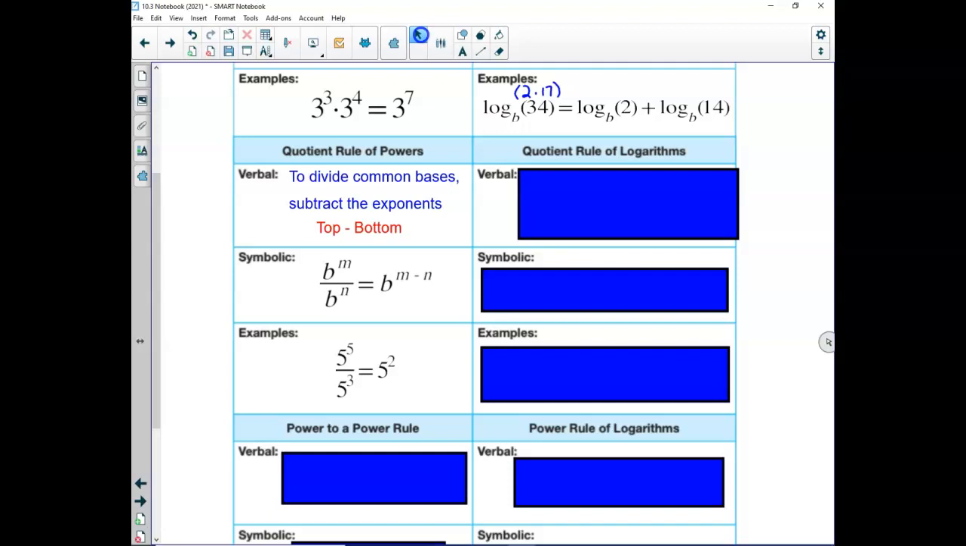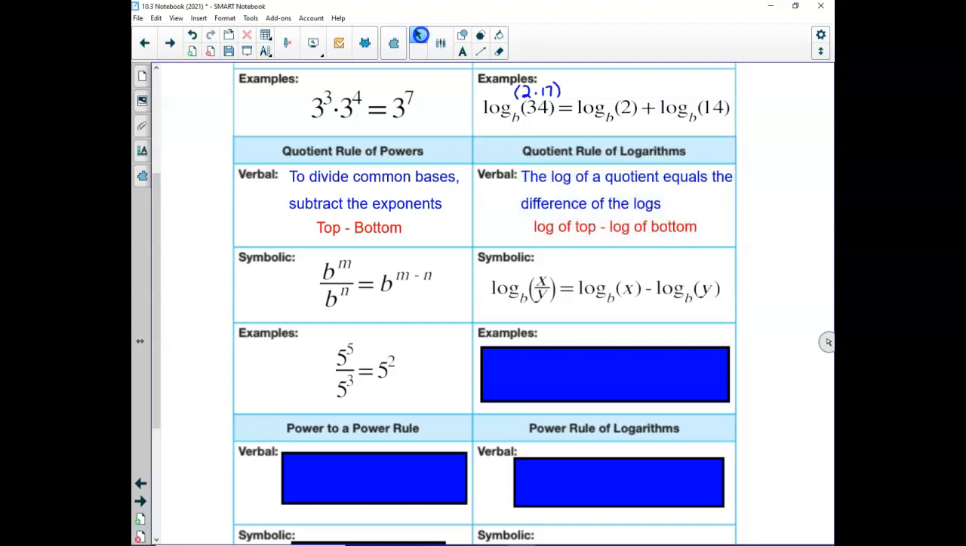Well, how does this work for the quotient rule of logarithms? To divide common bases, if I'm dividing exponents, I'm subtracting exponents. So if I'm dividing an argument, I'm subtracting logarithms. So the log of a quotient, here is a quotient, it's a fraction, equals the difference, subtraction, of the logs: the top log minus the bottom log.